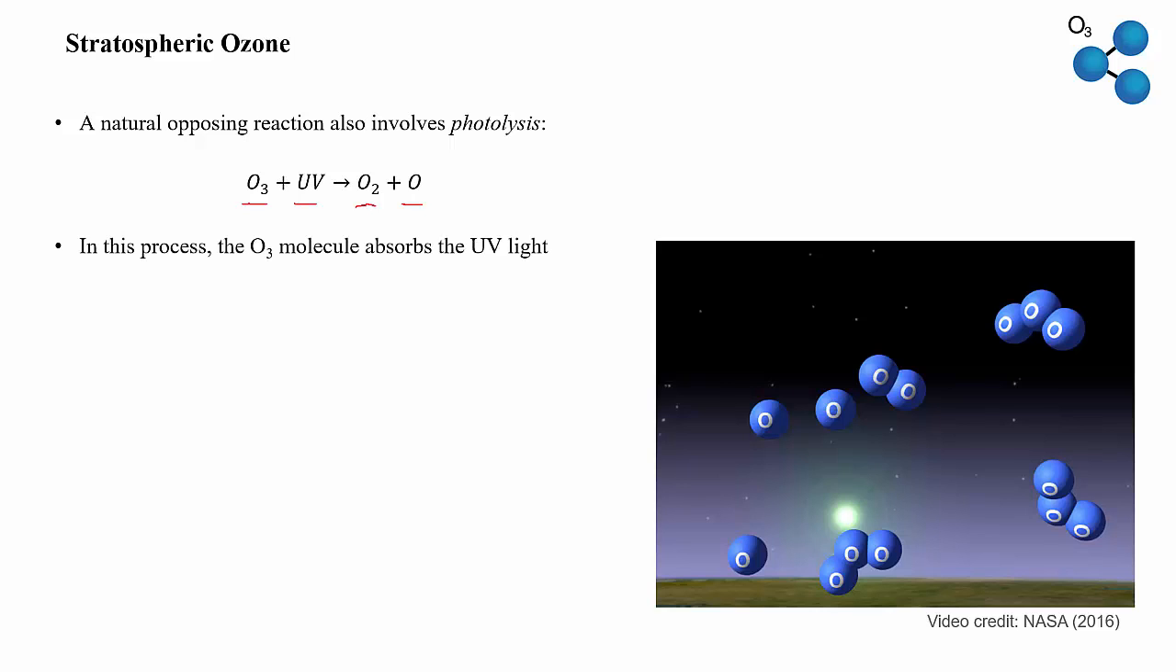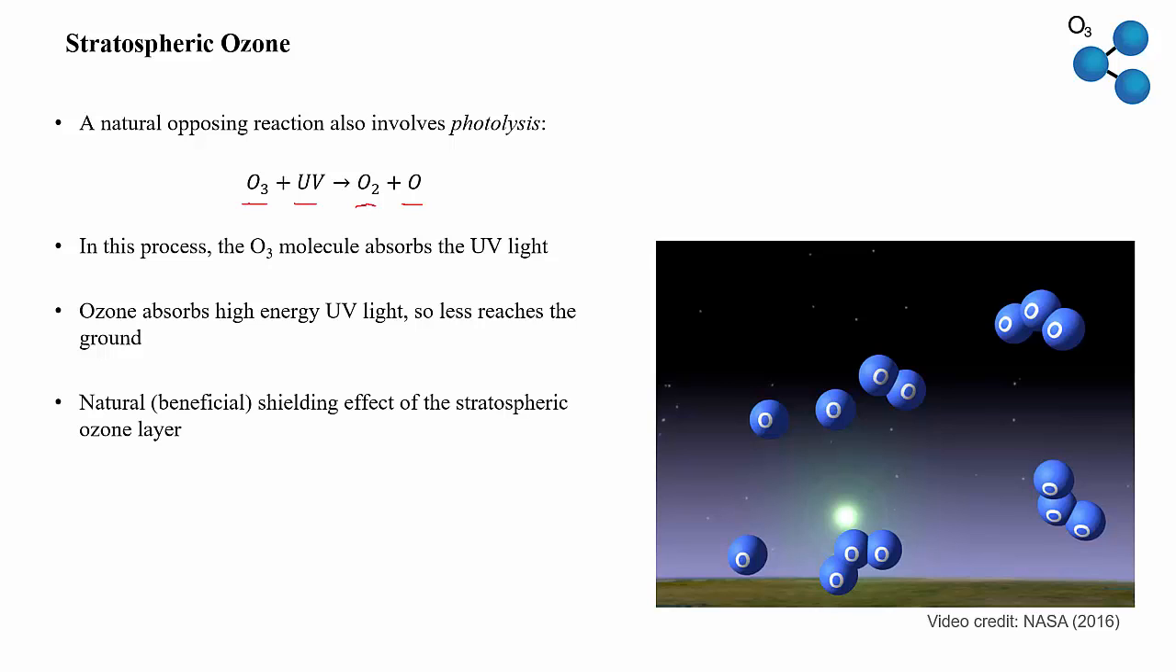Now in this process, the ozone molecule actually absorbs that UV light energy. And so the absorption of that UV light energy by this photolytic reaction means that less of the UV energy reaches the ground. And that's actually the source of the beneficial shielding effect that we get from the stratospheric ozone layer.